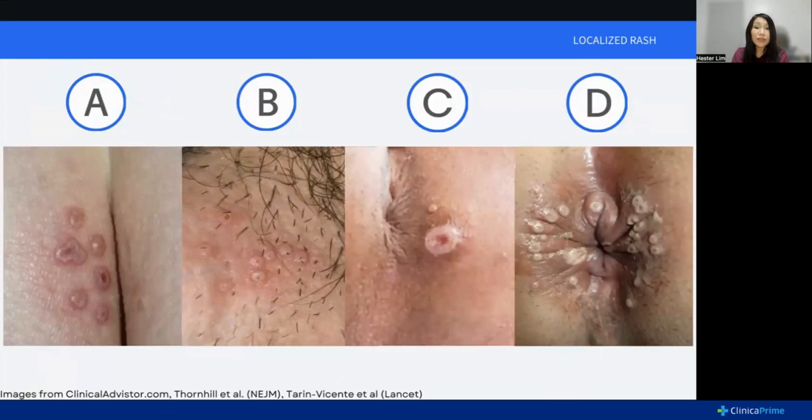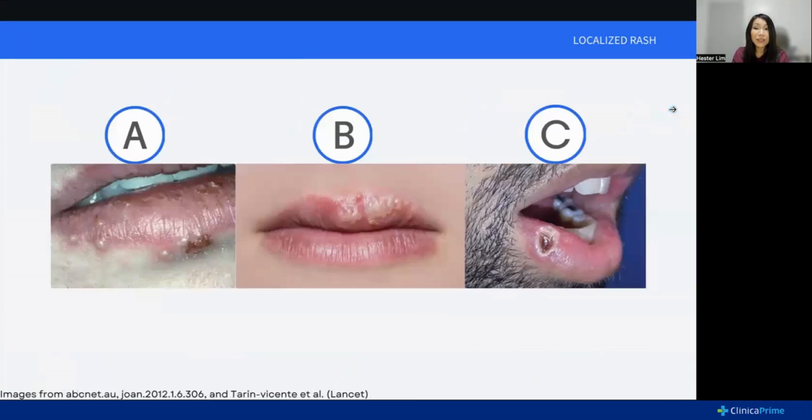Now, what about localized genital lesions? We see A, B, C, or D. Okay, C and D are in fact the Mpox cases, and A and B are in fact herpes cases. Now, if you look at A, B, and C here, I think it's easier for you to recognize which one is the Mpox case.